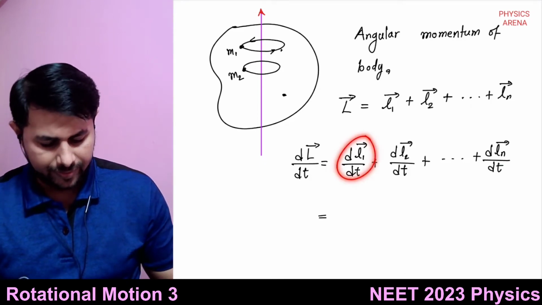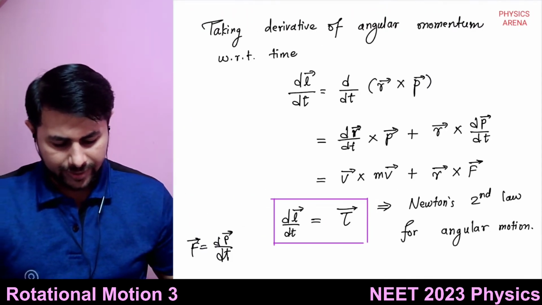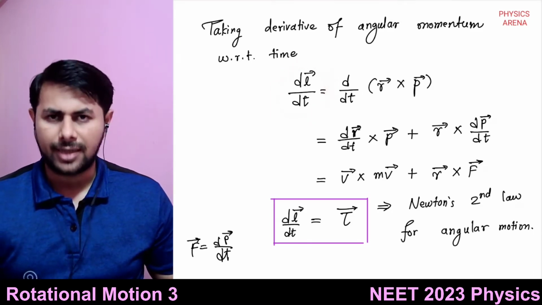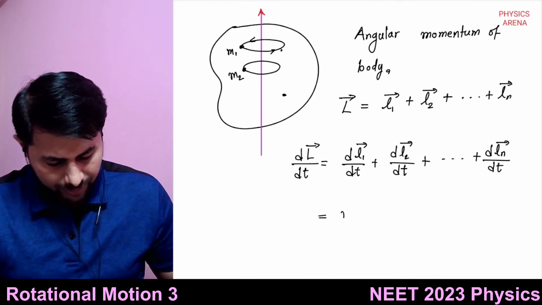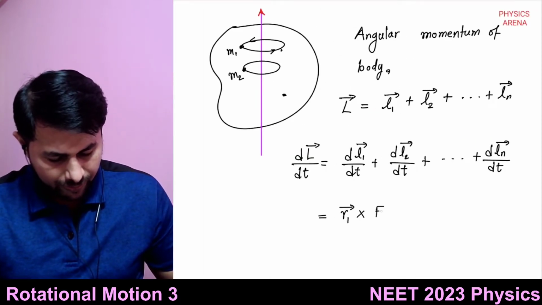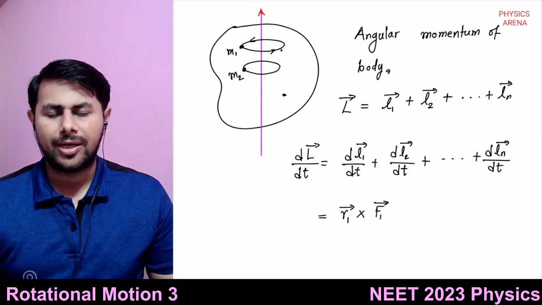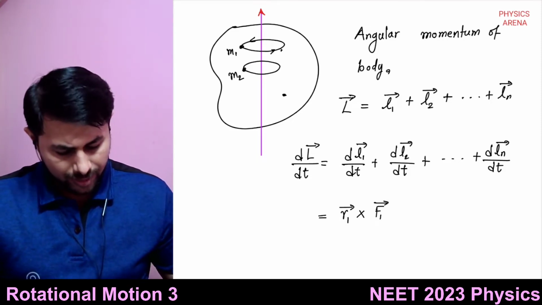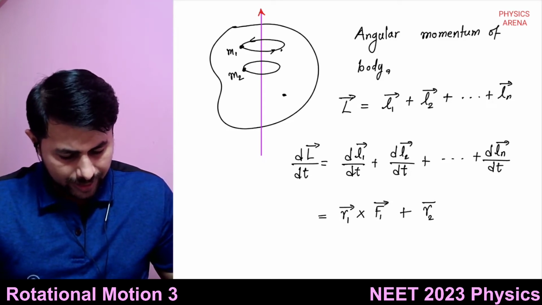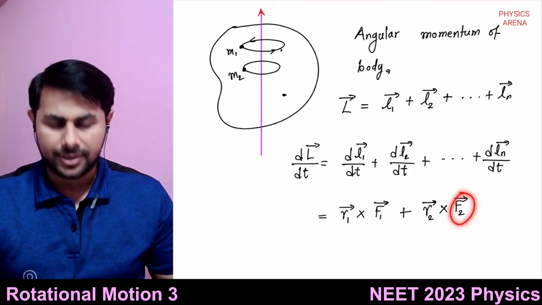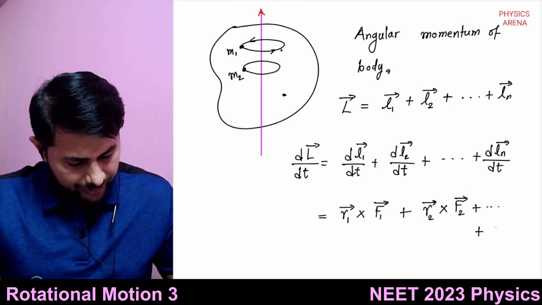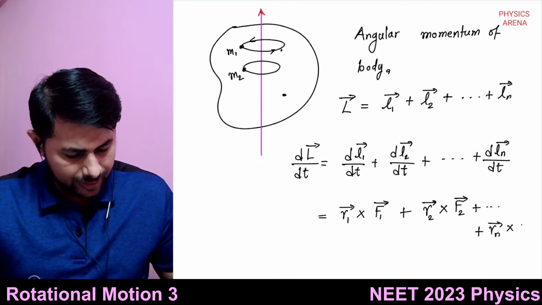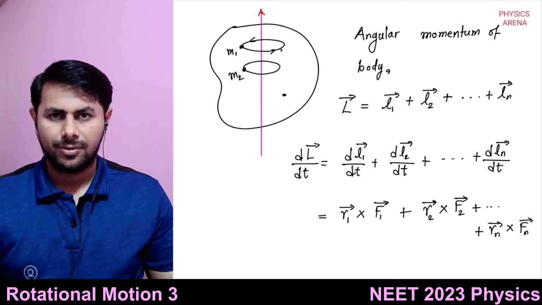And this thing again, by the same argument, we can say it is r1 bar cross f1 bar. What is f1 bar? f1 bar is the force acting on the first particle, plus r2 bar cross f2 bar, the force acting on the second particle, plus so on and so forth up to plus rn cross fn bar.